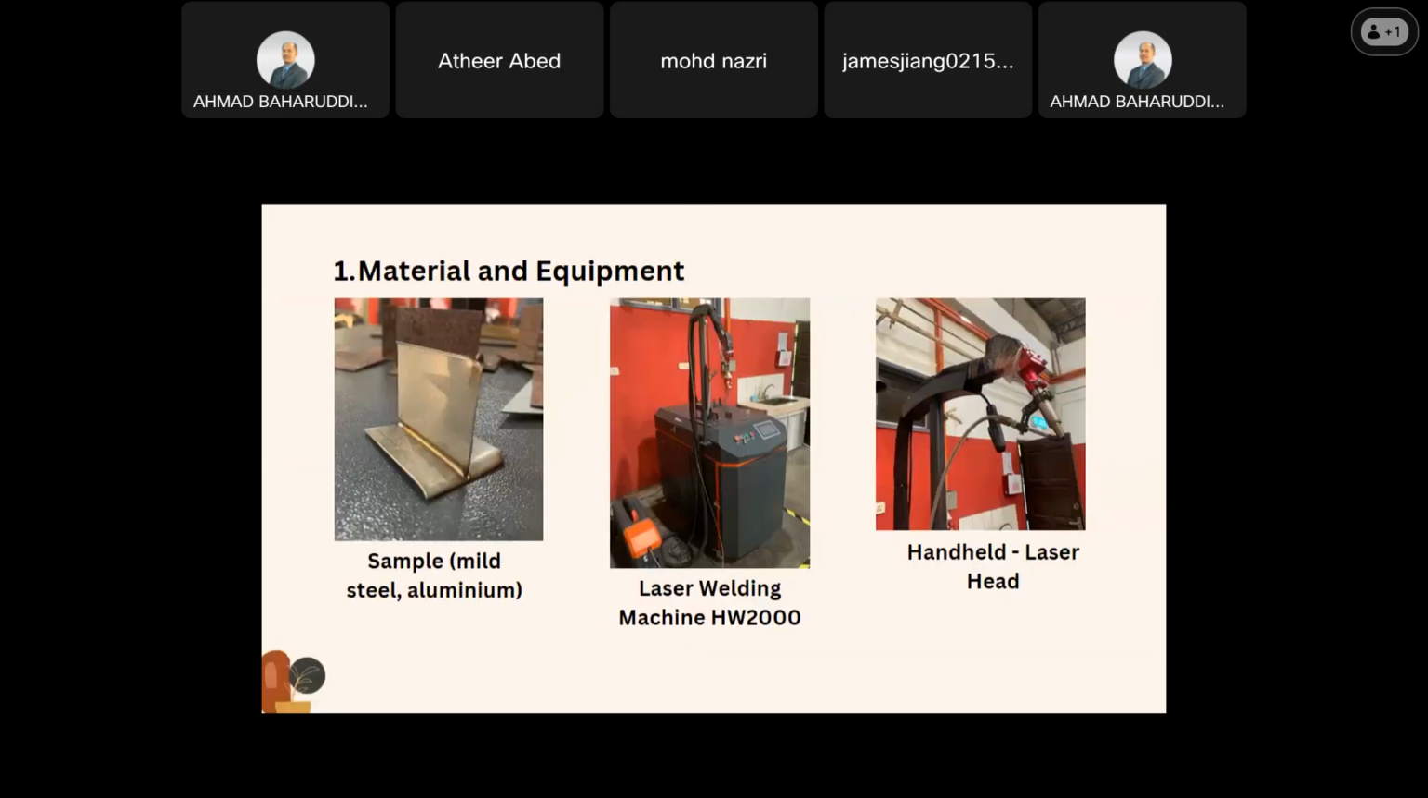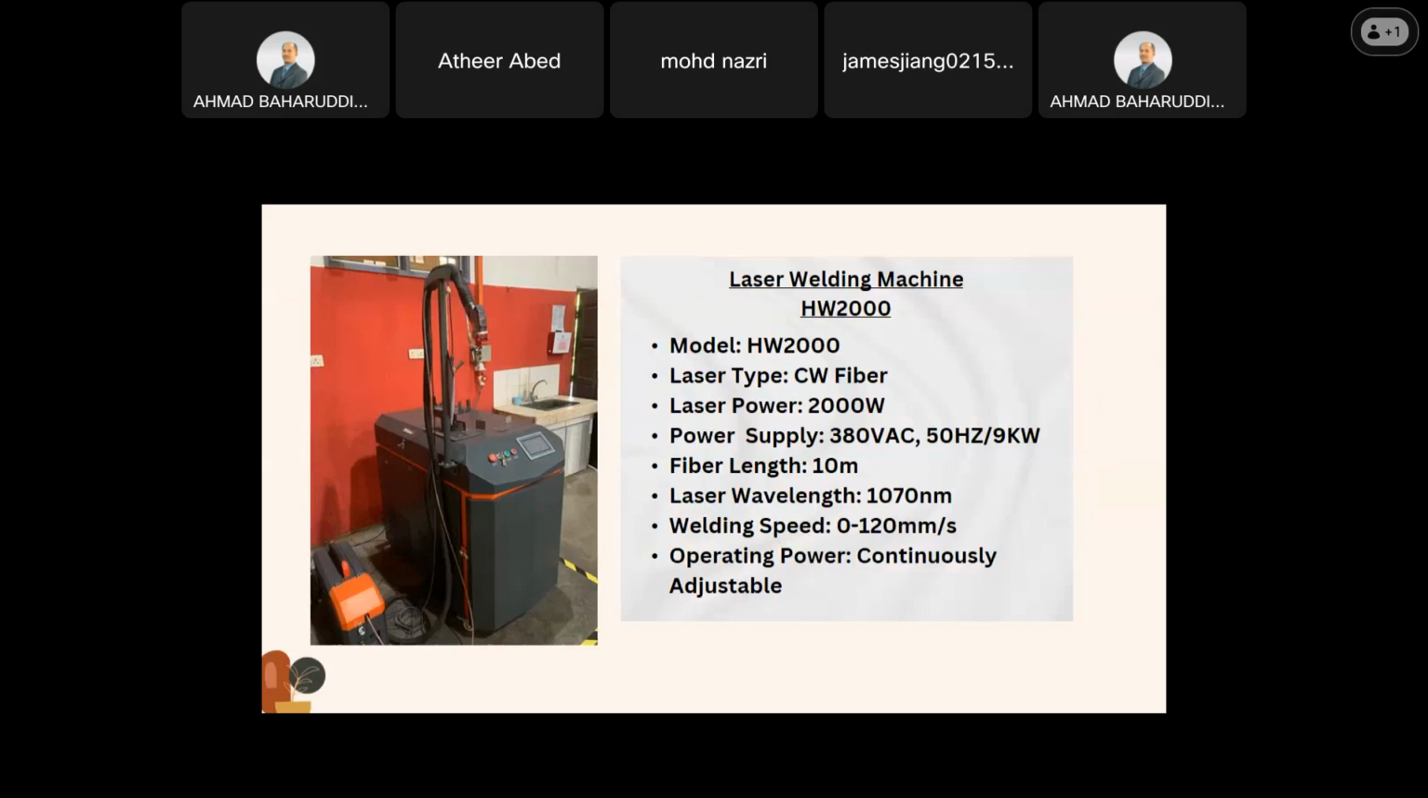So this is the material and equipment that we will involve. I will use mild steel and aluminum, and this is the laser welding machine with model HW2000, and then we have a laser head that will be involved with the mild steel wire feeder. So this is the specification of the machine that I got from the seller of the machine itself, because I contacted him by email.